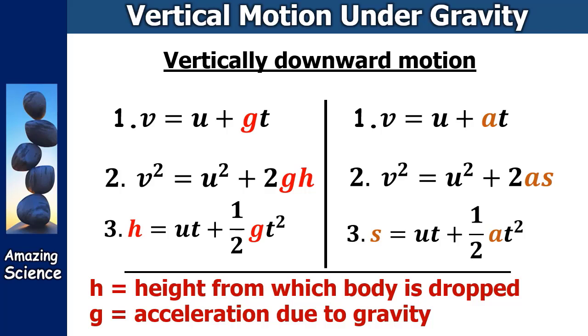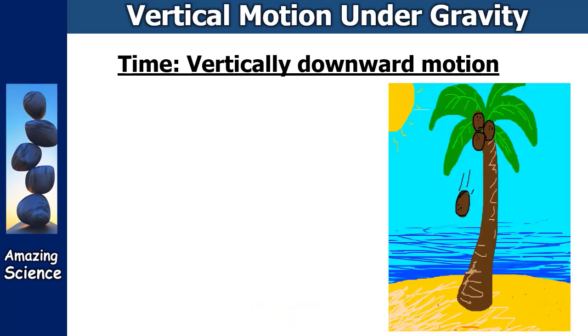If a body is dropped from a height, it will take some time before it will hit the ground. How long will it take a body being released from a height to reach the ground? We know that a body will be at rest just before it is dropped or released from a height. Consider a coconut hanging on a coconut tree, for example. While it is hanging at that height, it has no velocity, and so its initial velocity u is 0 meters per second.